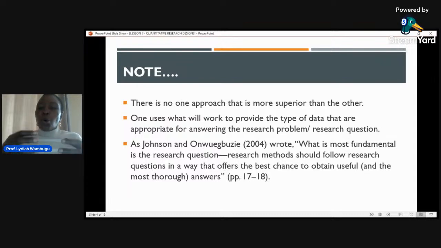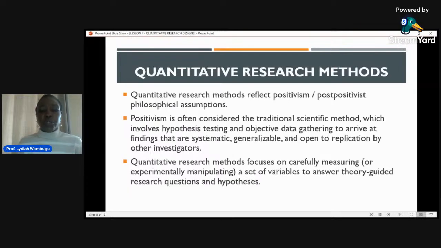So none of the three, if you are to look at quanti, quali, and MM, none of the three would you say is more superior than the other. Mixed would give you more comprehensive because you combine the two, but it still doesn't mean that it is more superior. So it is the type of data that you need, which is appropriate for the research problem, that you determine the type of approach that you are going to use. So with that introduction, we can now move to the quantitative research methods.